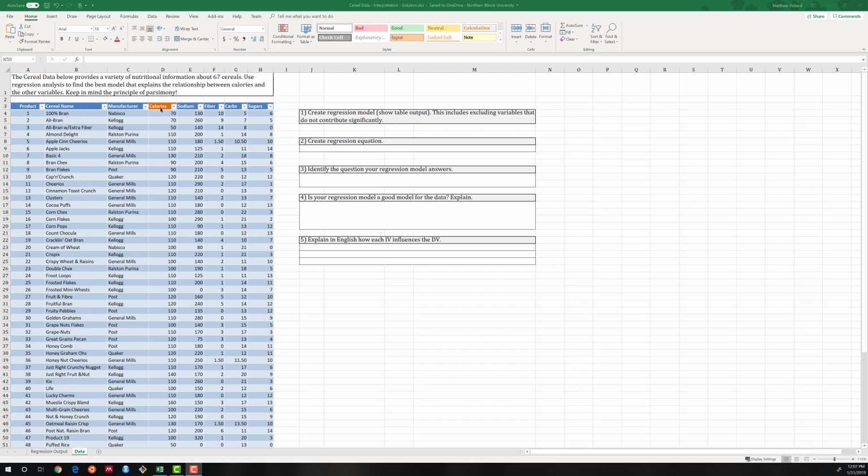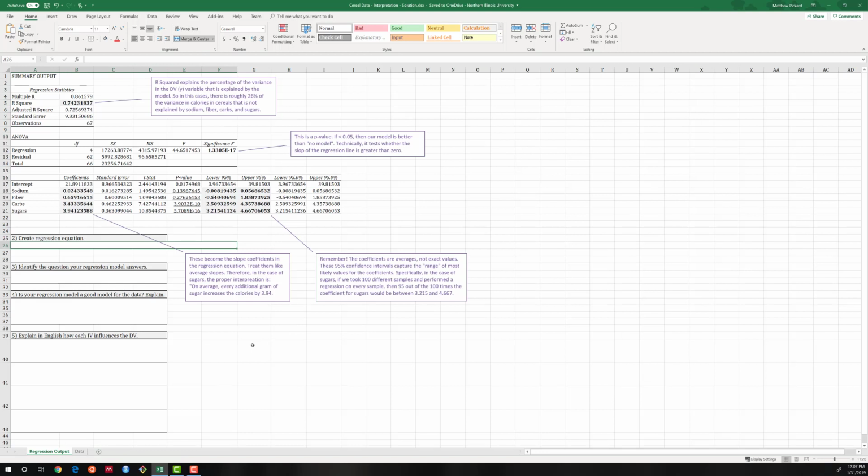And what we're interested in is we want to be able to explain the relationship between the calories and the other variables in the data set. So that means that calories is going to be our dependent variable. If we use the data analysis toolkit and run a regression, I'm going to assume you know how to do that. This is what the output looks like, minus of course the purple notes on here.